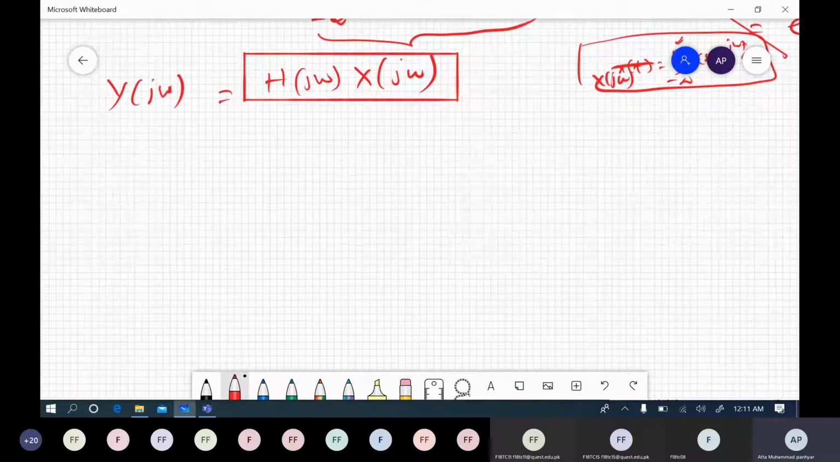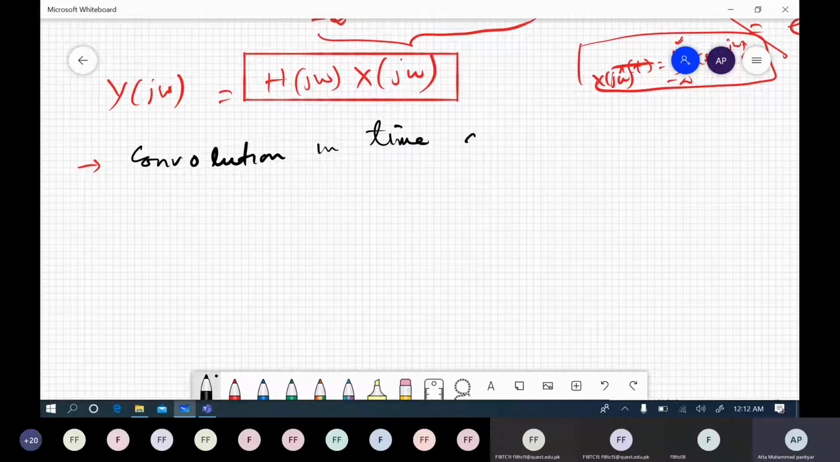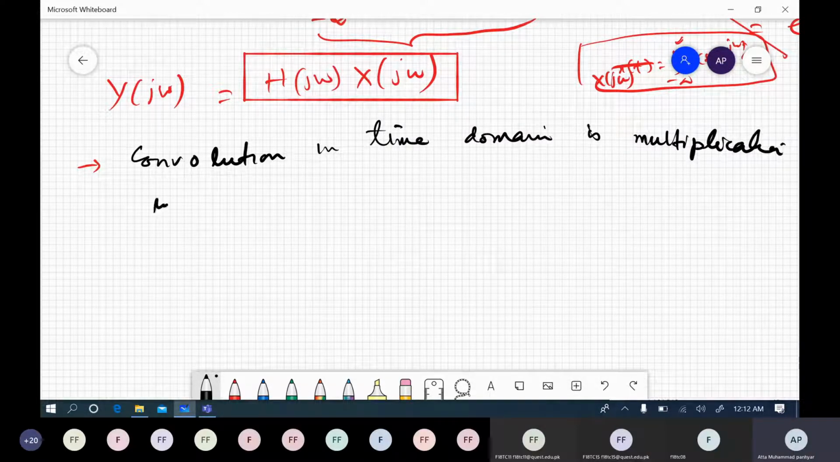So what we can conclude here is that convolution in time domain is multiplication in frequency domain, right? So convolution in time domain is multiplication in frequency domain.